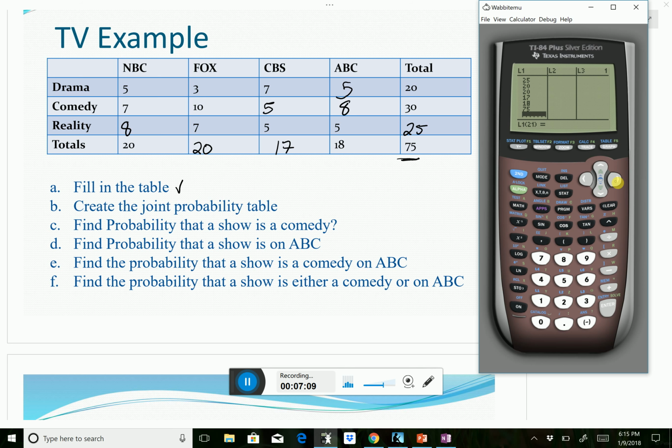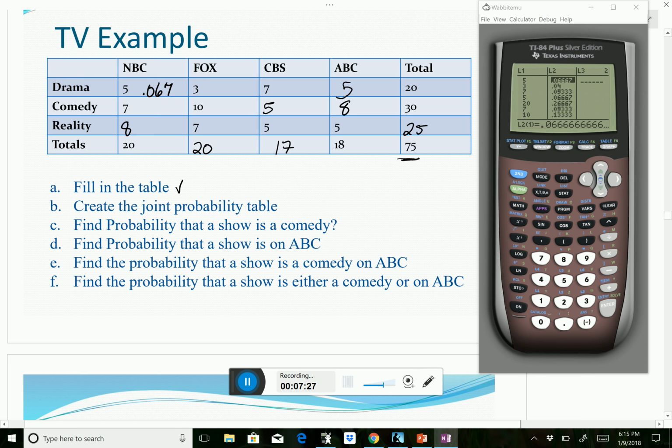Okay, so now what I'm going to do, remember how to divide something. So we go over to list 2, we hit the up arrow to highlight list 2, and we want list 1 divided by 75. And we get all our answers. So let's write these in here. I'm just going to write them in here next to them.